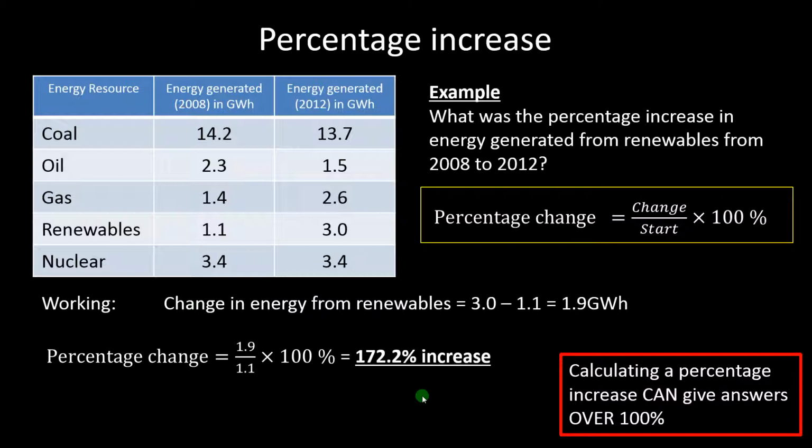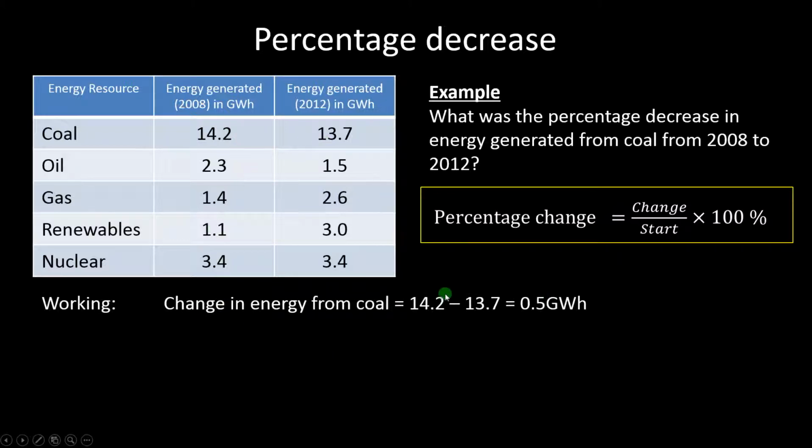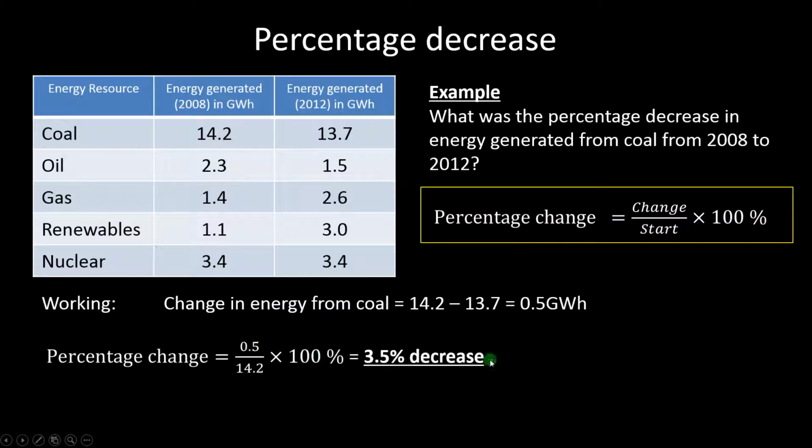Okay? So percentage decrease works in a very similar way. Same formula, except we're looking at a number that's decreasing this time. So the coal, for example, here goes down from 14.2 to 13.7. Again, we do the same thing. The change is 0.5. The starting value this time is our 14.2. We put it in, we've now got a 3.5% decrease.